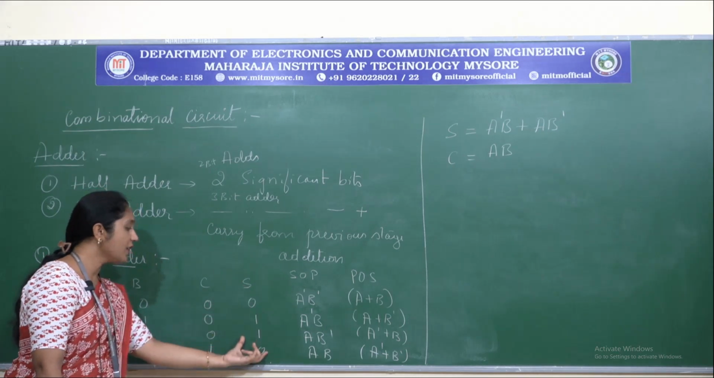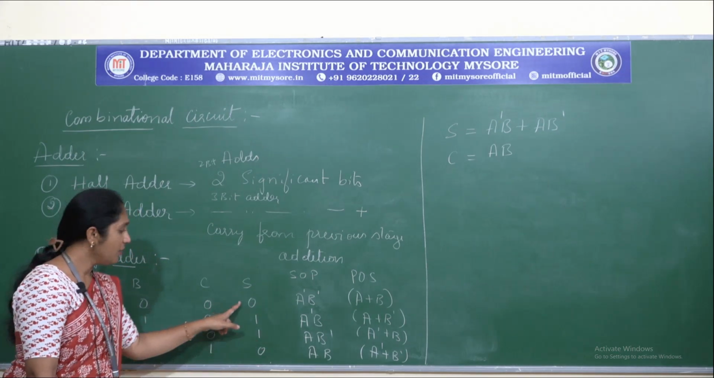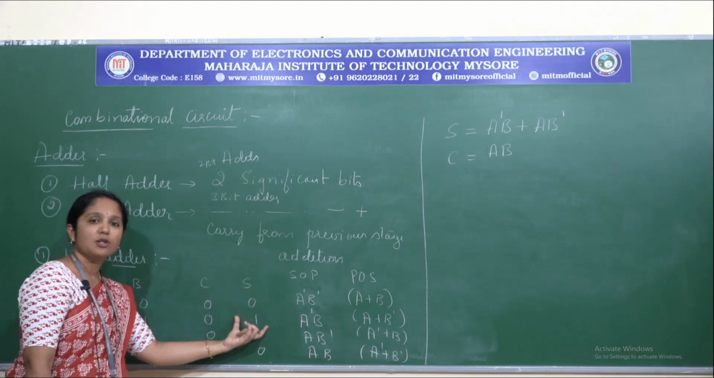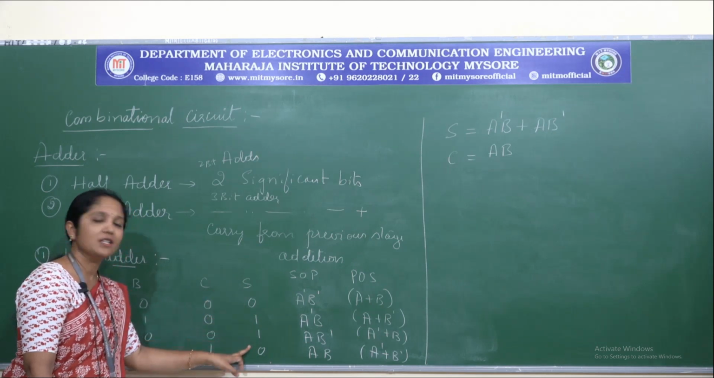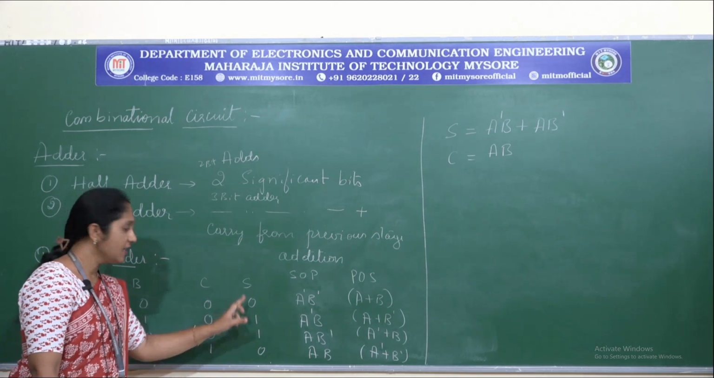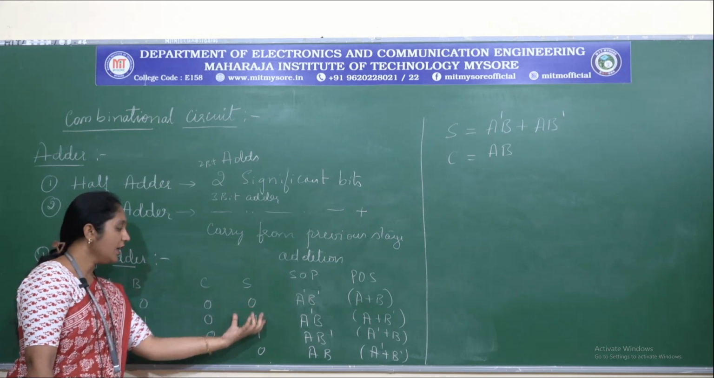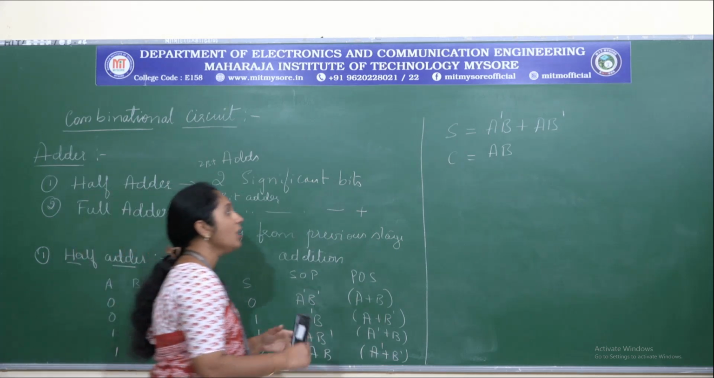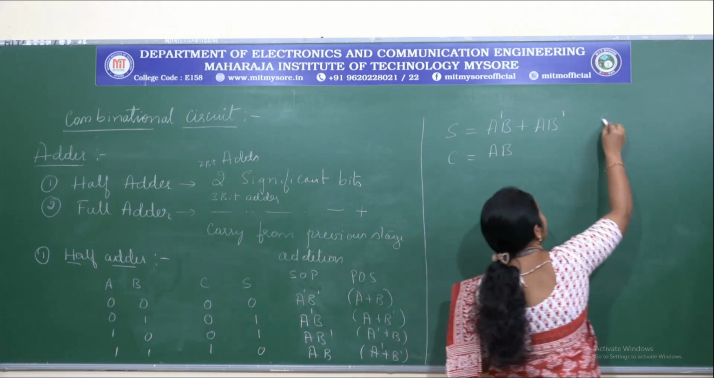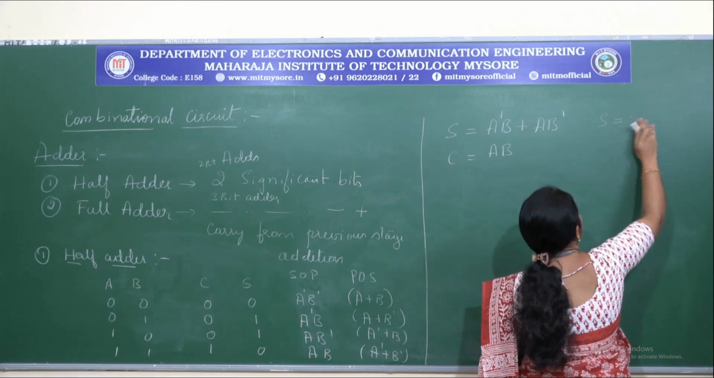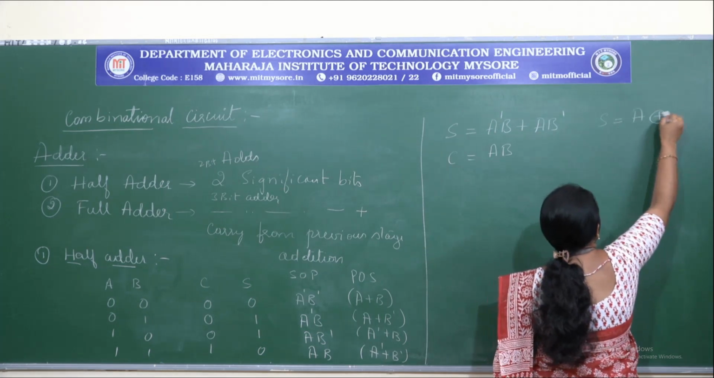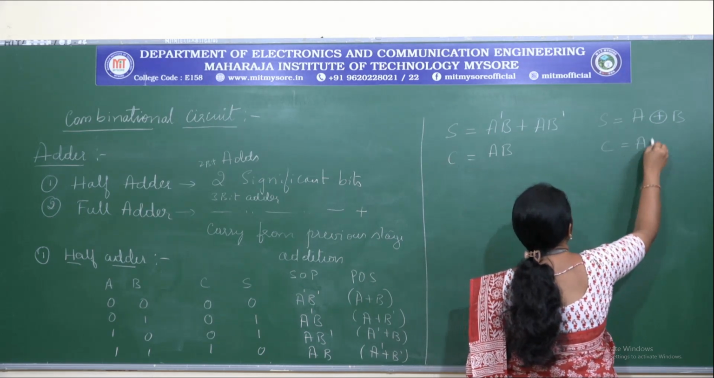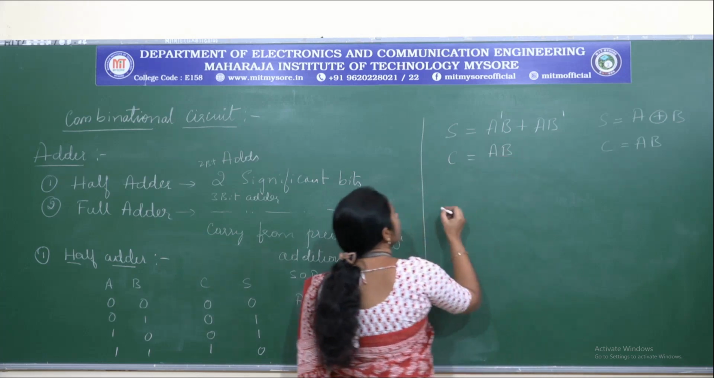And if you observe carefully the truth table, whatever entries we have for the sum, we can represent this by a XOR gate. The output pattern we have for sum is the same as the XOR gate output. Therefore, another expression for the sum is A XOR B, and for carry the expression remains as it is. So now let me represent the circuits here.